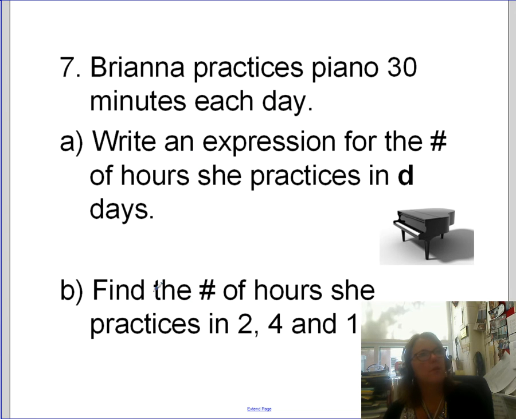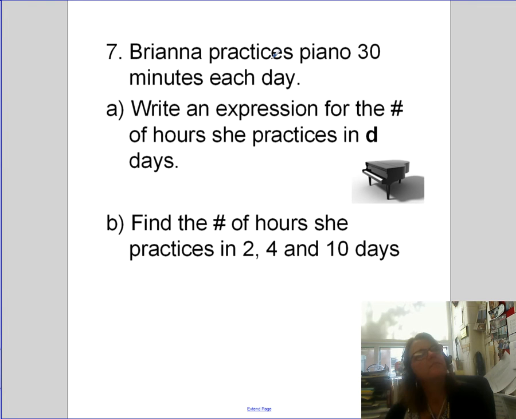Oh, here's a good one. Brianna practices piano 30 minutes each day. Write an expression for the number of hours she practices in D days, and then find the number of hours she practices in 2, 4, and 10 days. Okay. Well, write down what you would write for this first expression. In a sense, it's almost like coming up with your formula, okay? Now, pause the video for a second, write it down.